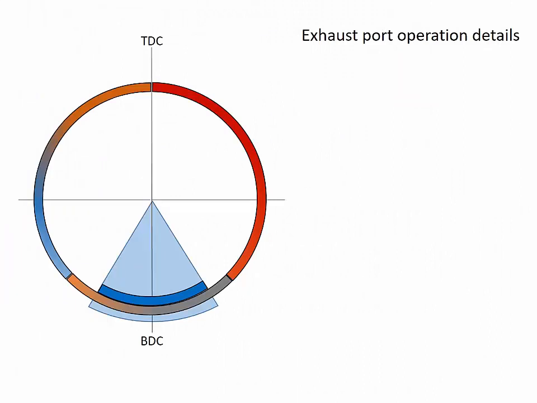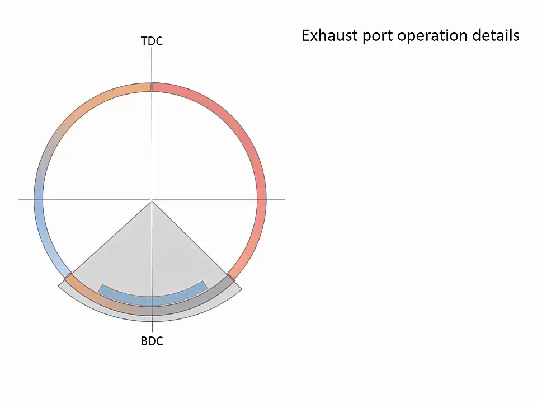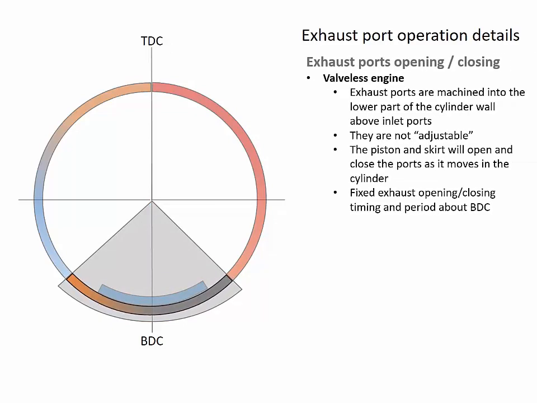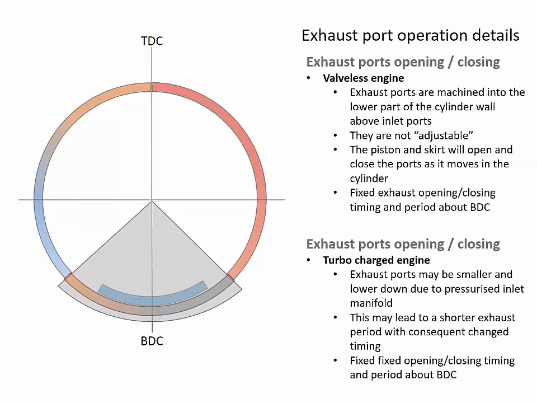The exhaust port operations. The exhaust ports being higher up on the cylinder wall means that as the piston travels down during the combustion stroke, the exhaust ports will open first. And then as the piston continues to travel to bottom dead center, the inlet ports will open. And then as the piston passes from bottom dead center and moves upwards again, the inlet ports will be the first to close, and then a little time after that, the exhaust ports will close.